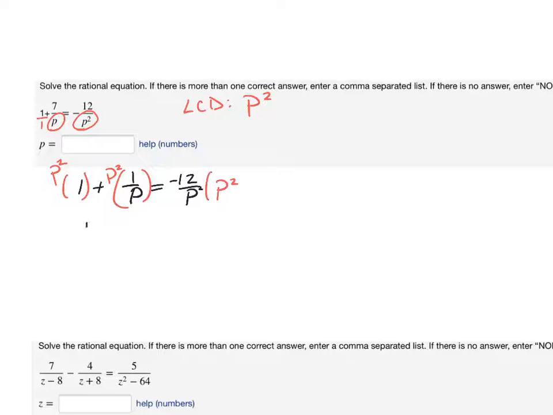My first one, I'm going to get p squared, and then I'm going to get plus 7p, and then is equal to negative 12. Is there any questions so far? The 1 over p, I thought it was 7 over p. Oh, yeah, thank you. It's 7 over p.